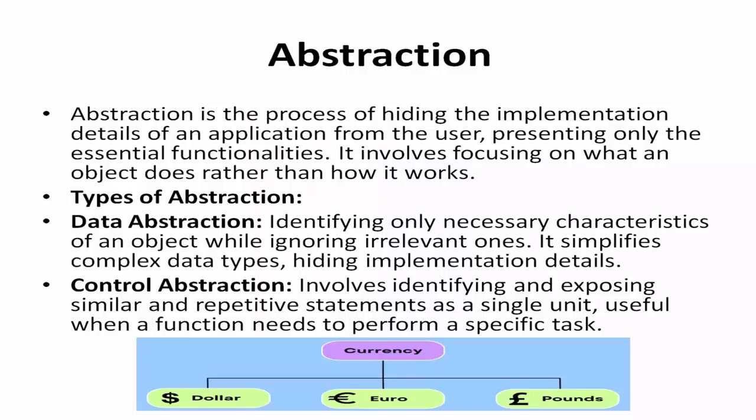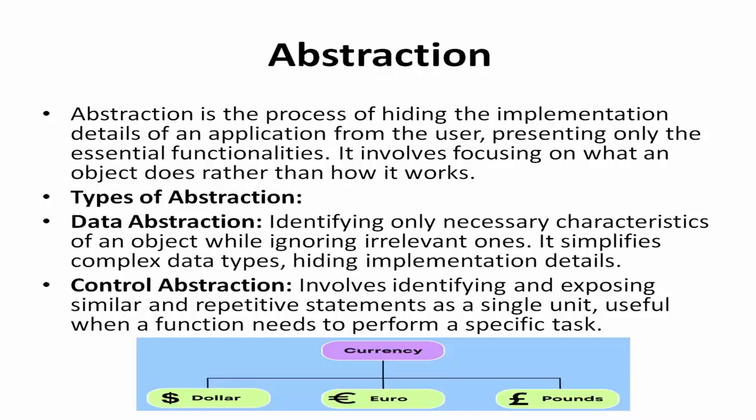Abstraction is the process of hiding the implementation details of an application from the user, presenting only the essential functionalities. It involves focusing on what an object does rather than how it works. There are different types of abstraction: data abstraction and control abstraction. Coming to data abstraction, it means identifying only necessary characteristics of an object while ignoring irrelevant ones. It simplifies complex data types, hiding implementation details.